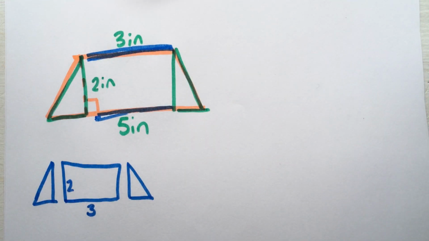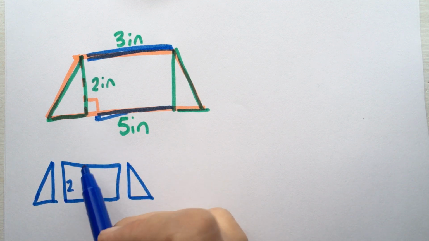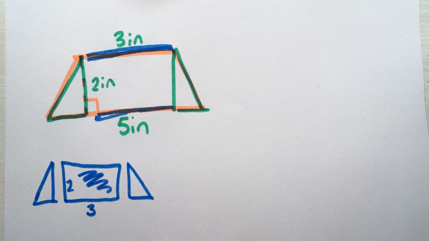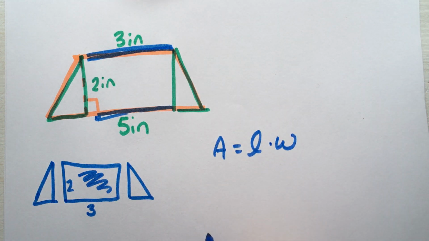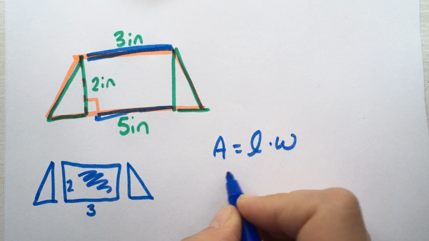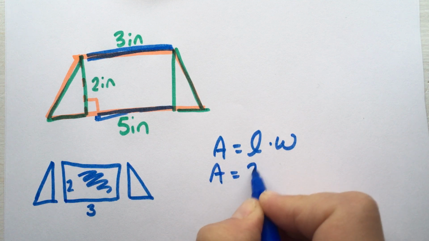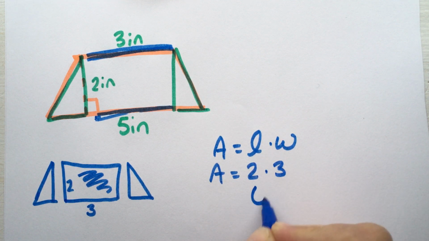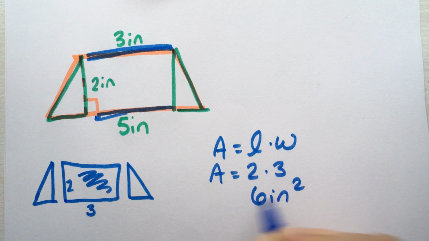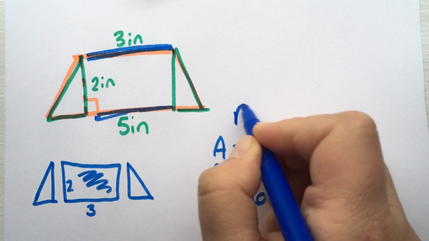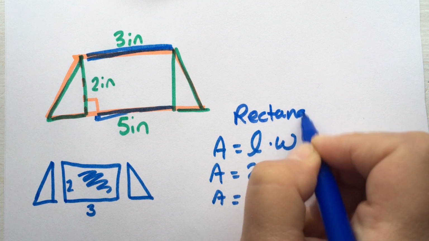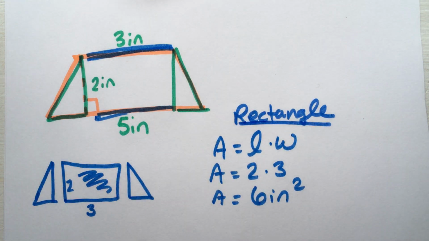And we know that if I wanted to find the area of this rectangle, I would do area equals length times width. So I'm going to plug in what I know. Area is equal to 2 times 3, which is 6. So that would be 6 inches squared, right? And that is just for the rectangle.